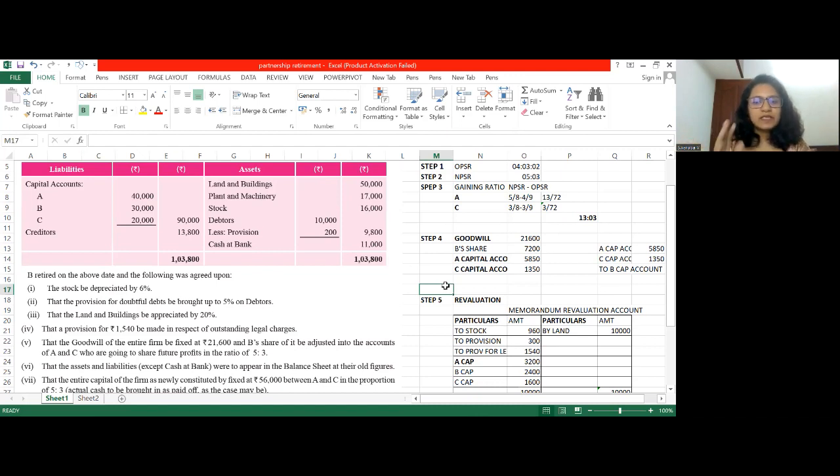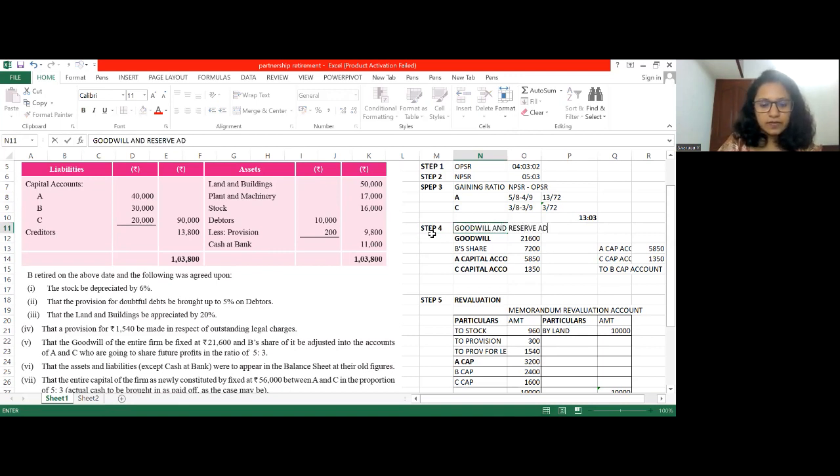The next step is to prepare a revaluation account. So I'll just mention here that step 4 is goodwill and reserve adjustment.